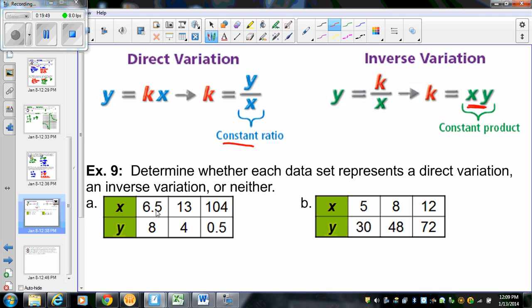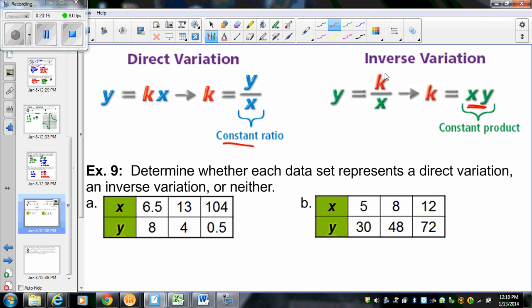The first thing that I would do is do 8 divided by 6.5, and I did not write this down, so let's see. 8 divided by 6.5 gives me 1.231. So then I'm going to check to see if 4 divided by 13 gives me the same thing. Well, it doesn't. It gives me 0.308. So I don't have a constant ratio here. So I know it's definitely not a direct relationship. So now I have to check inverse.